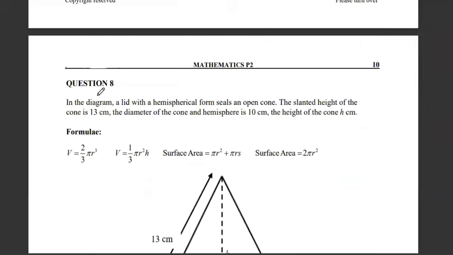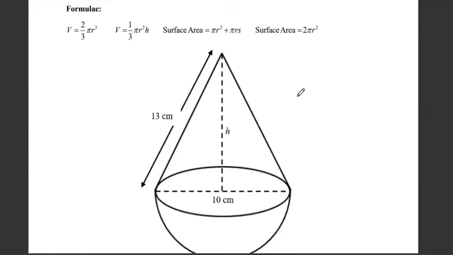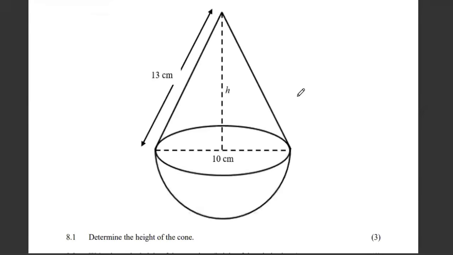Question number 8, which is the measurements. In the diagram, a lid with a hemispherical form seals an open cone. Then the slanted height is 13, the diameter is 10, the height is h. We have the formula, determine the height. So we're going to use the Pythagoras. If this is a 5, then h is going to be the square root of 13 squared minus 5 squared, which becomes 12.